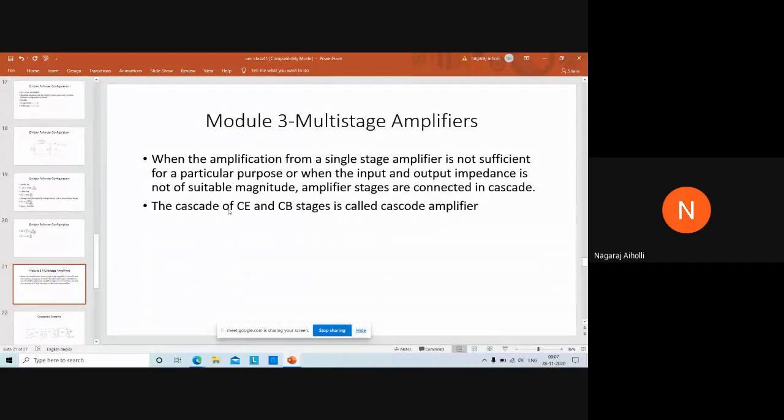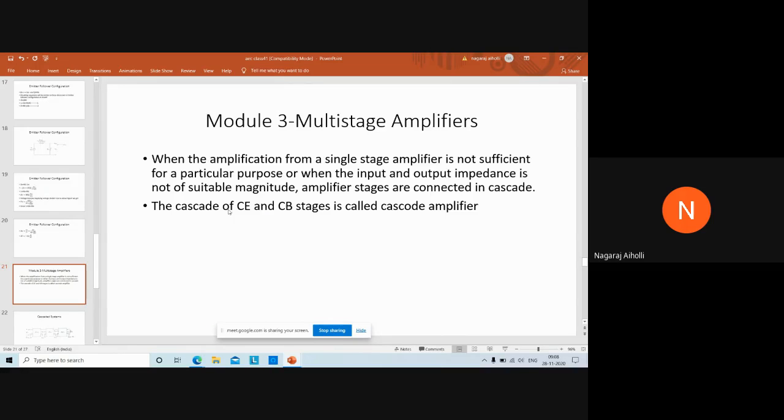Module 3, multi-stage amplifiers. The name itself will tell that it consists of many stages. Multi-stage means amplifiers which are having more than one stage. Such amplifiers are called multi-stage amplifiers. We'll see what is actually meant by multi-stage amplifiers.